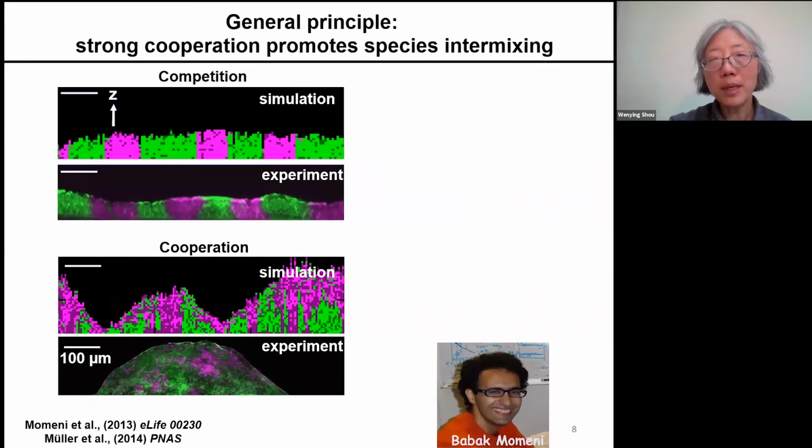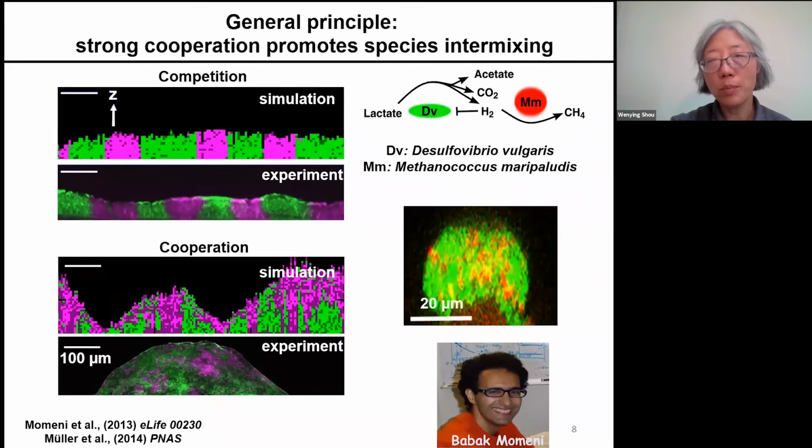This intermixing between strongly cooperating populations has also been seen in natural communities. In this example, Desulfovibrio, DV, produces hydrogen as a byproduct of its fermentation. This hydrogen is inhibitory to its growth, but this hydrogen is useful for Methanococcus. So Methanococcus helps DV to grow by taking away the inhibitory hydrogen, and DV helps the Methanococcus to grow by providing the reducing power. And in fact, if we look at the DV and MM, the Desulfovibrio and the Methanococcus, they form an intermixed pattern.